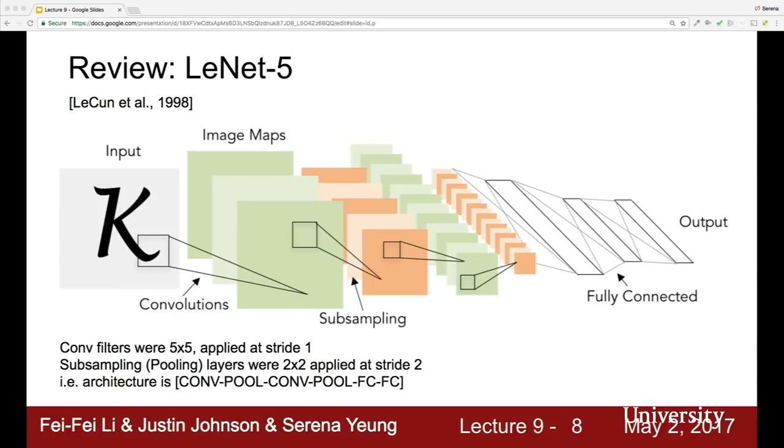Okay, so just a quick review. We talked a long time ago about LeNet, which was one of the first instantiations of a ConvNet that was successfully used in practice. And so this was a ConvNet that took an input image, used conv filters, 5 by 5 filters applied at stride 1, and had a couple of conv layers, a few pooling layers, and then some fully connected layers at the end. And this fairly simple ConvNet was very successfully applied to do digit recognition.